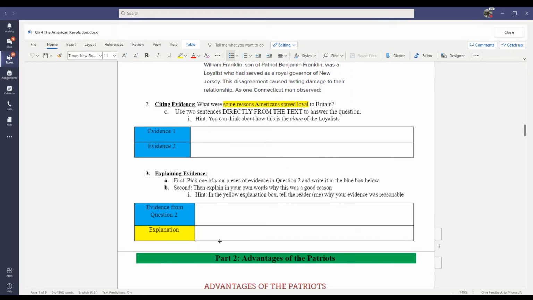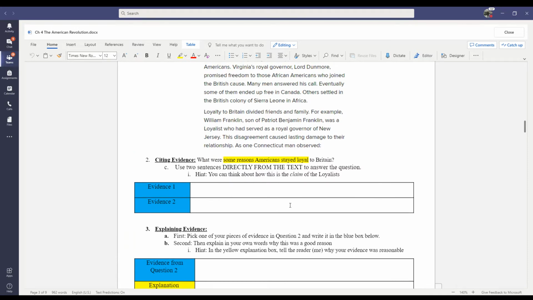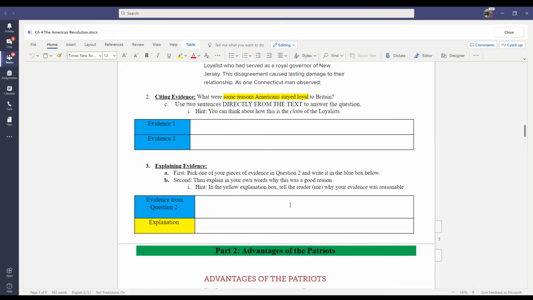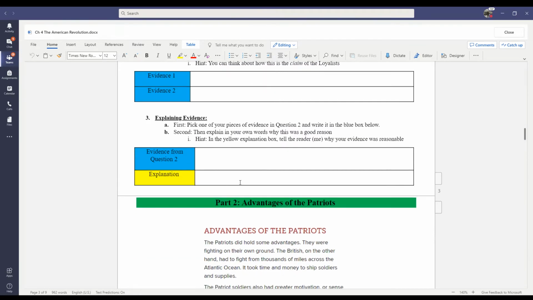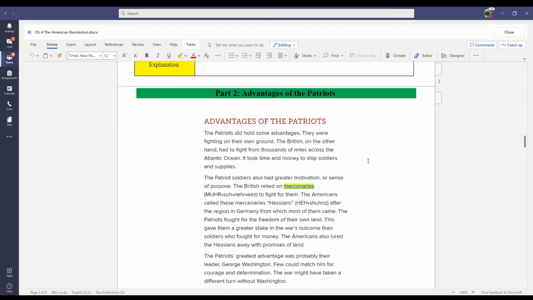For this one, you were explaining to me, you're finding a reason they stayed loyal, and then you're explaining why that's a good reason. So the loyalists actually had some understandable reasons for not wanting to break away from Britain, and you're just going to explain that in your own words to the best of your ability.